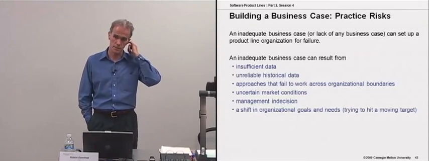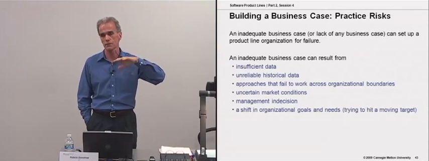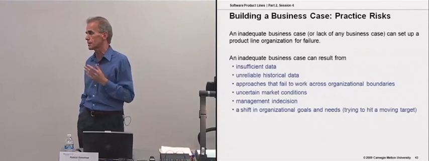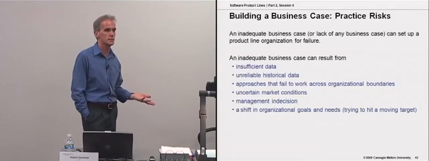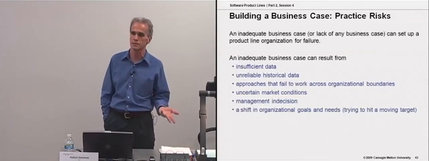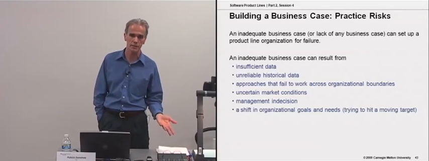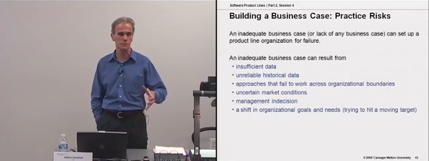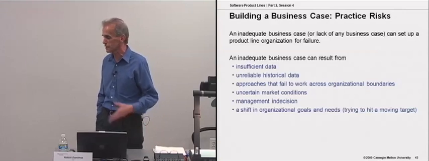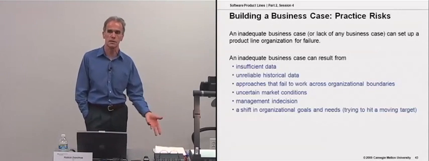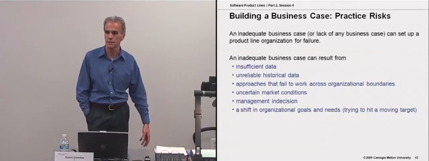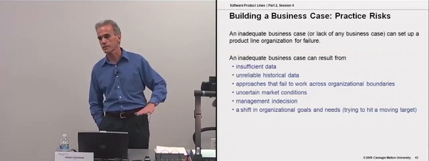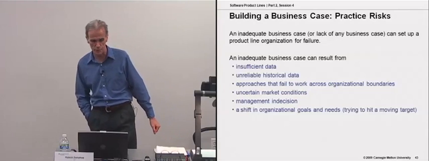Management indecision. If management is really waffling about this and treating a product line approach as, well, we're going to start this as an R&D project, a proof of concept, and then we'll see how that goes and make a decision later on. So we'll give you a small amount of money from our corporate slush fund, and after that we'll reevaluate. That's not exactly a long-term commitment, and they could pull the plug at any point.